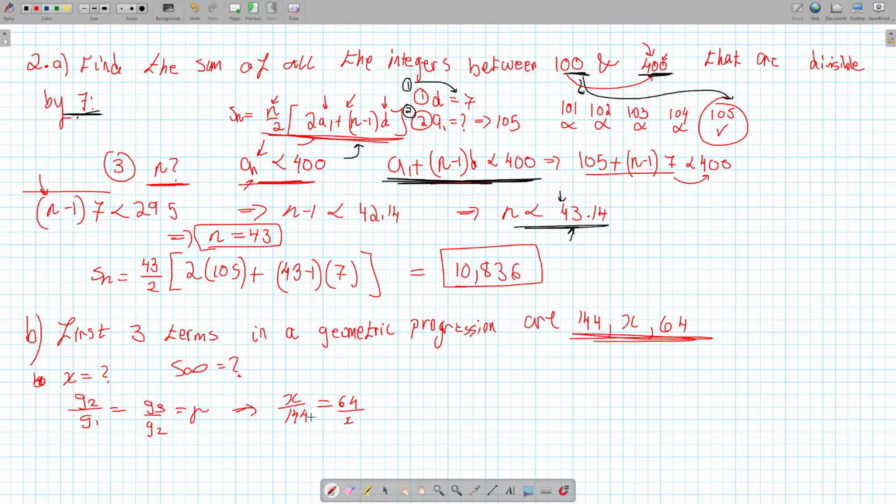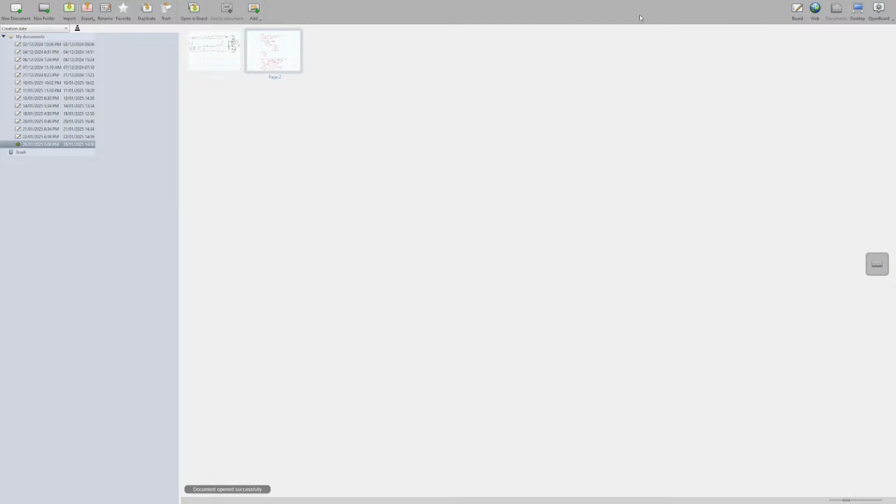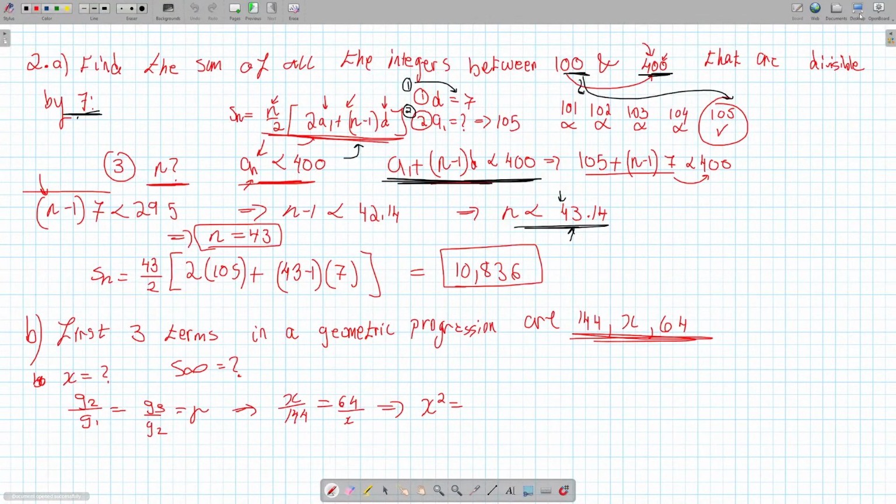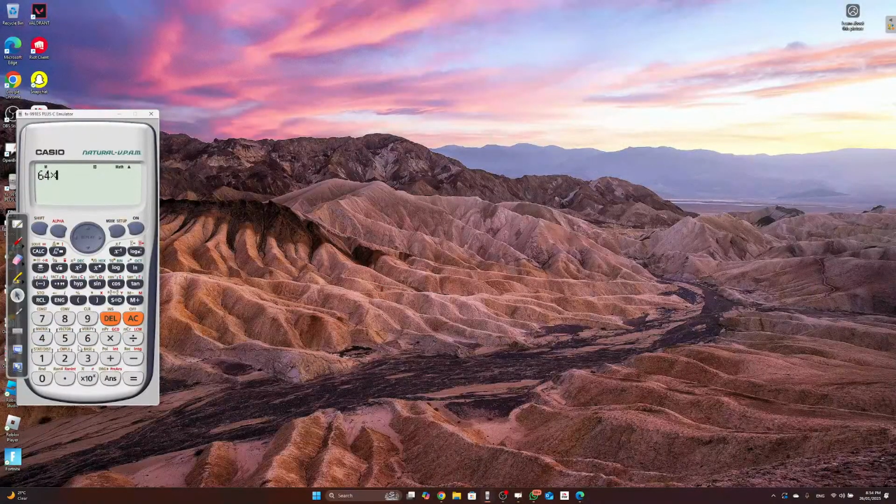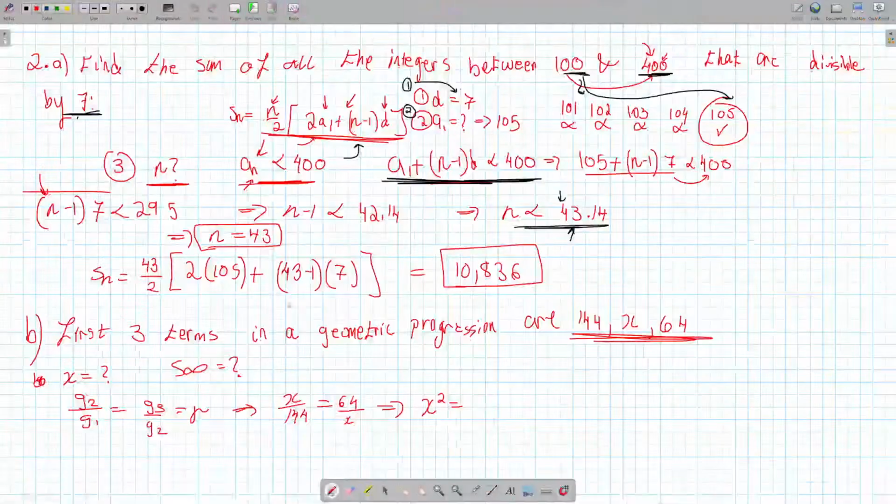Can we solve this and find x? Of course we can. When you cross multiply, you get x squared is equal to 64 times 144. So, let me go back. 64 times 144 is going to be 9216.